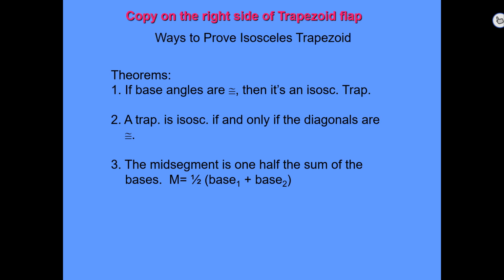And then the last way is that the mid-segment is 1/2 the sum of the bases. In other words, that formula that we just talked about. Mid-segment equals 1/2 times base 1 plus base 2. So basically, all three of the properties that we wrote down for an isosceles, if you can prove any of them to be true, then that means you have an isosceles.